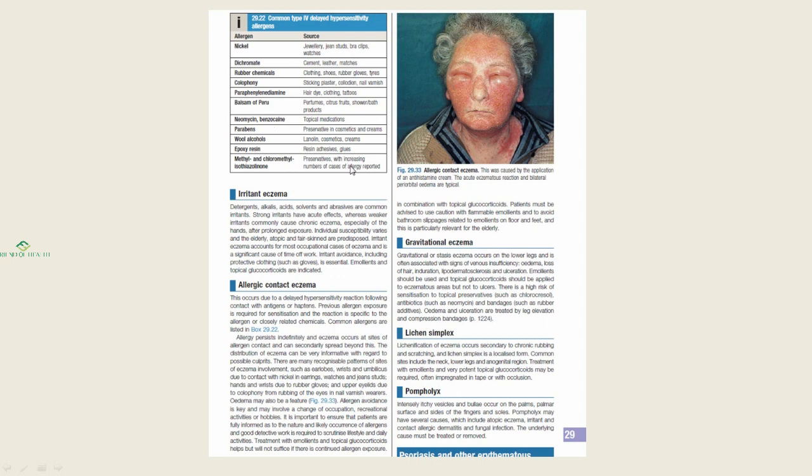It will be given in the picture and its description, and the tables are very important. You have to read all the tables. So this is one important area. If you see here, common type for delayed hypersensitivity allergen. So you got another question.